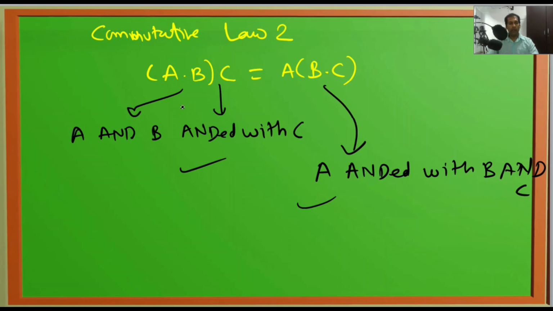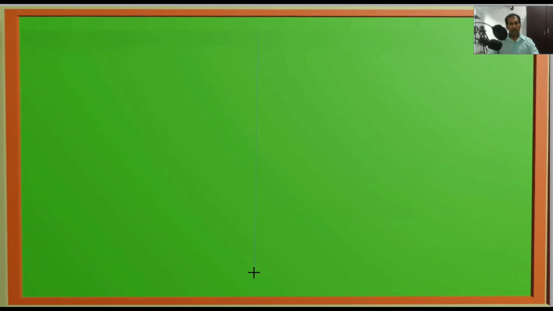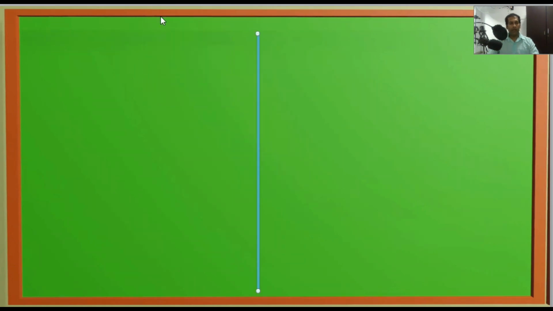Similar way we can draw a partition between two parts, LHS and RHS. We have to compare. So let us compare it. On one side we will draw the structure for LHS, on another side we will draw the structure for RHS. So for the first one this side we will write A dot B C. Here we will draw for A B dot C.